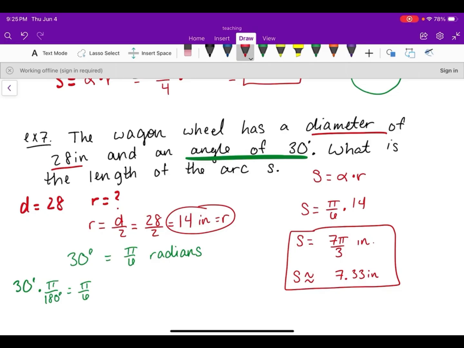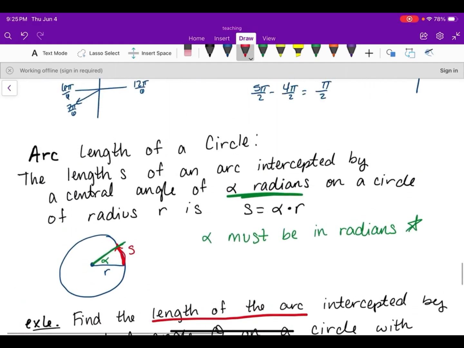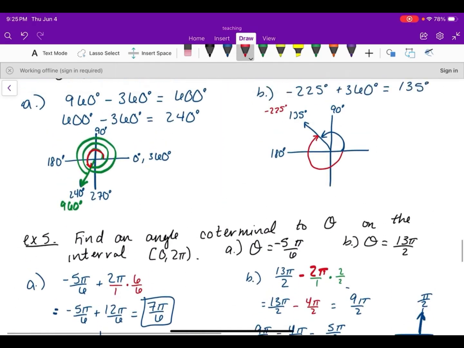Now we can also see problems where maybe we are looking for the central angle and we're given S and we're given r. Or maybe you can be given S, you can be given your angle, and you're asked for the radius. So you could see slight alterations of this type of problem.